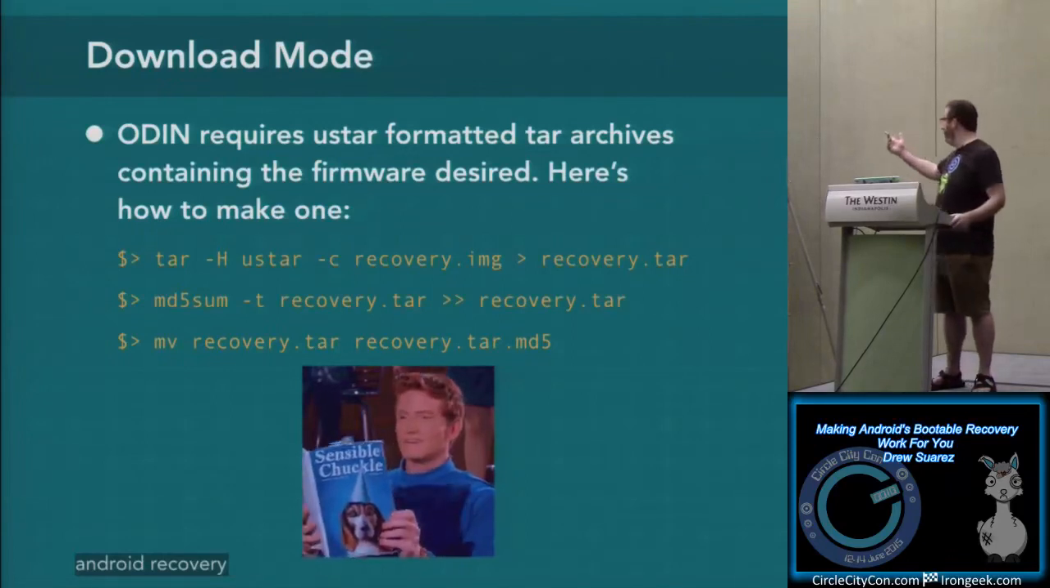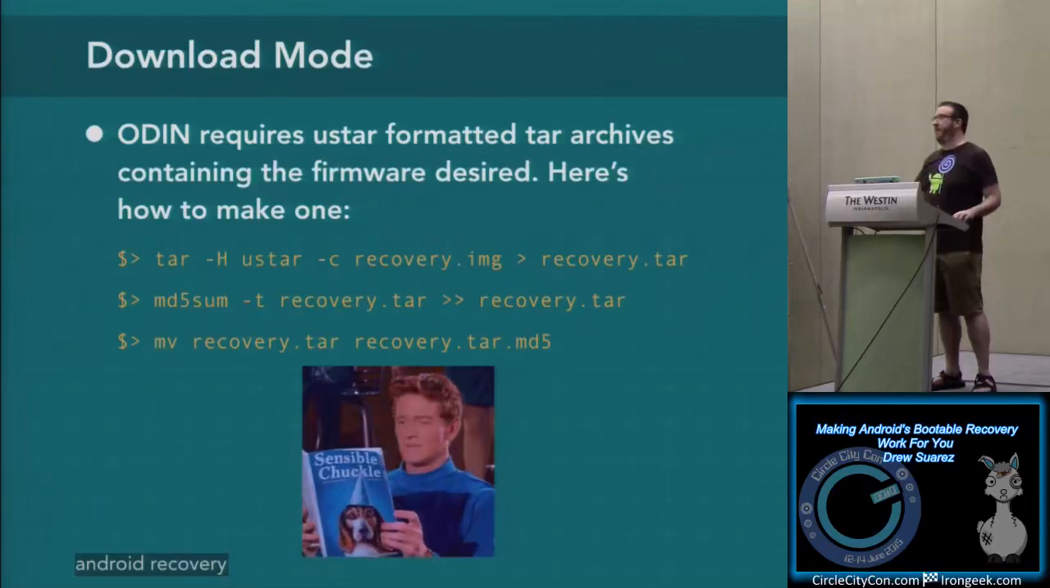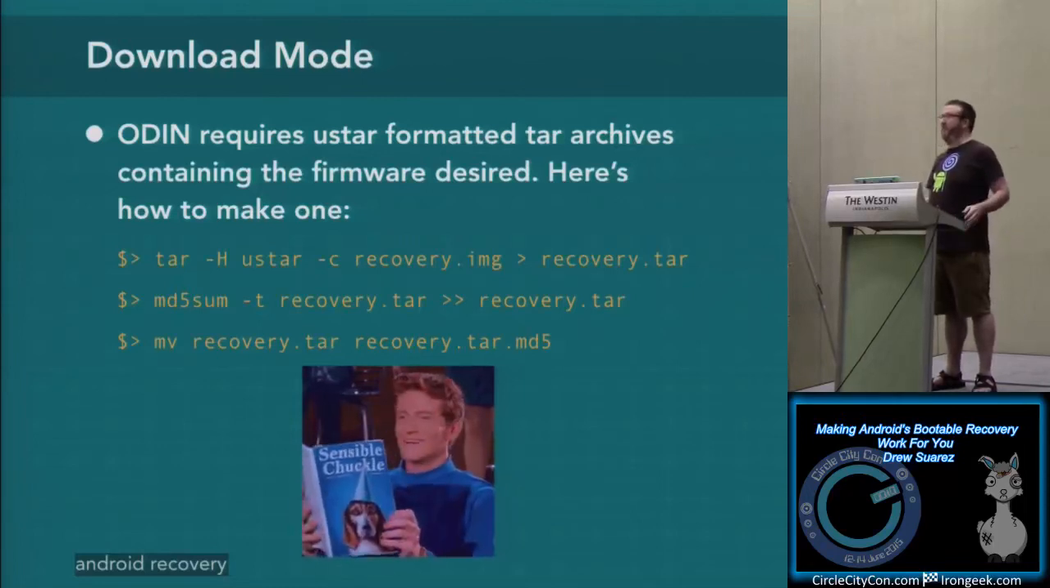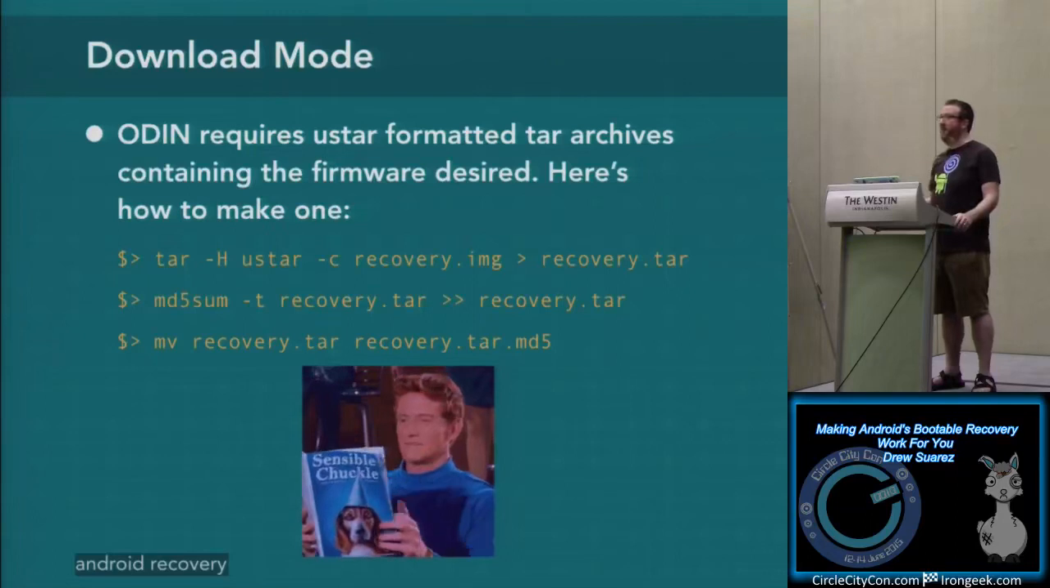Create your U-star formatted tar archive. Odin sometimes gets cranky if there's no checksum. It's always better to just do this because it'll work either way. But a lot of times Odin won't pass a file if it doesn't check out its checksum. So here's how to attach one. And you rename this file tar.md5, and then you can flash it in Odin.